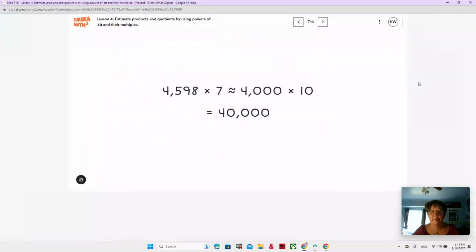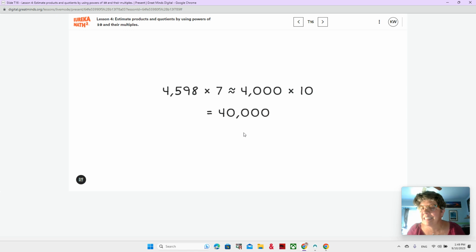Right, here we are in video number 2 of lesson 4, and you see that we have a problem on the board. 4,598 times 7. Estimate, the little squiggly lines, that means this is an estimate. 4,000 times 10 equals 40,000. So to estimate 4,598 times 7, our student Tara multiplied 4,000 times 10 and got 40,000. Do you think that estimate is reasonable?